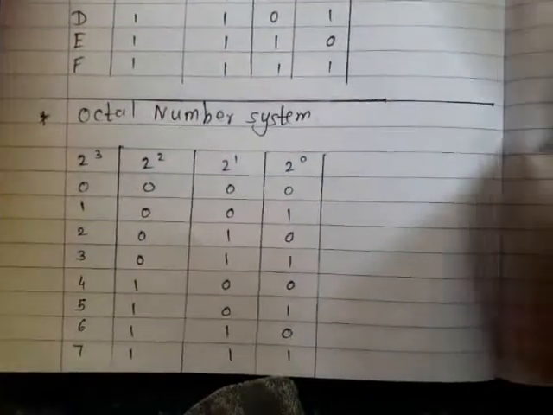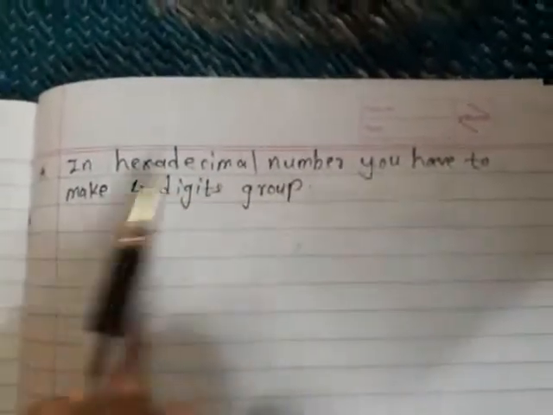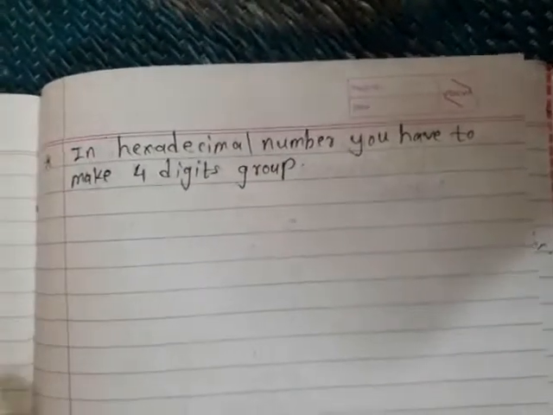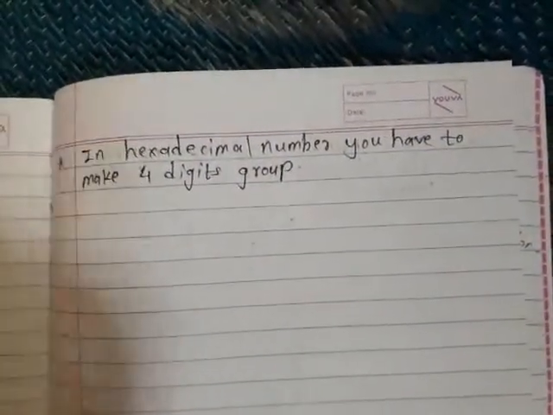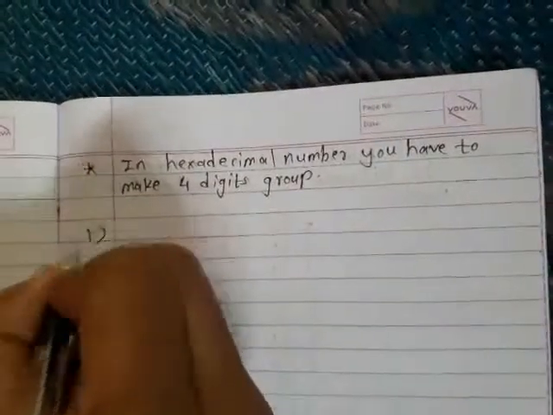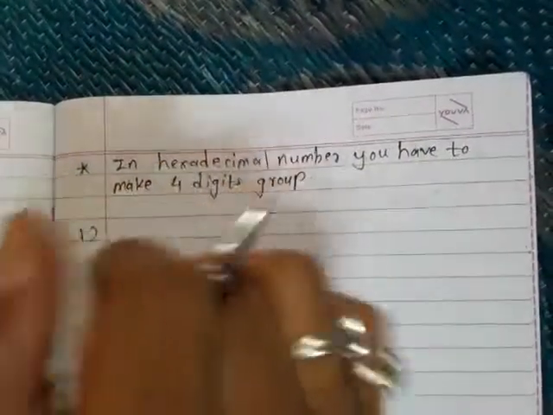Now we will see hexadecimal. In the hexadecimal number system, in hexadecimal number you have to make 4-digit groups. What you have to do in the hexadecimal number system, you have to make 4-digit groups. Now we will take one example students. One example we will solve with a 4-digit group.